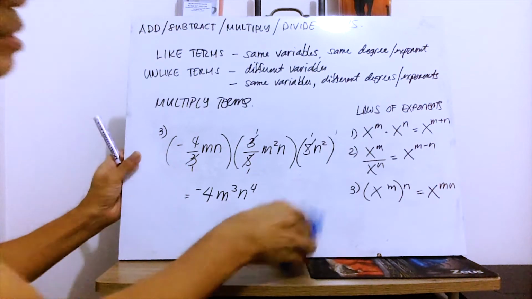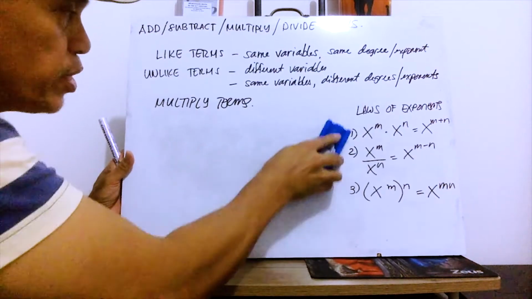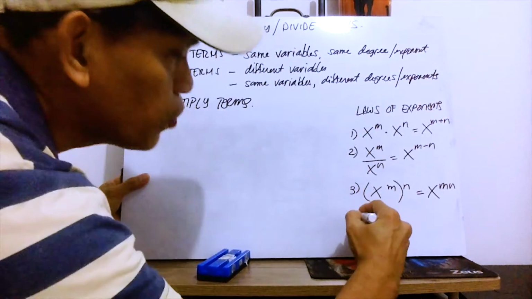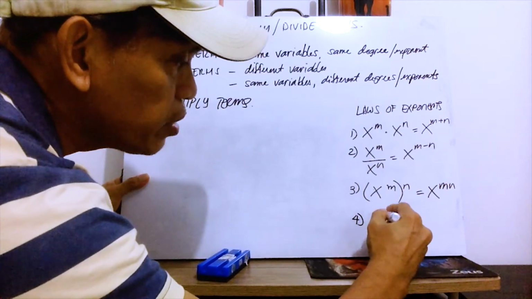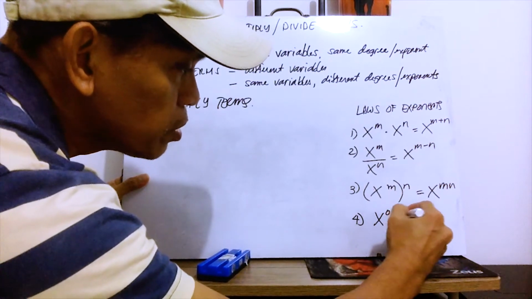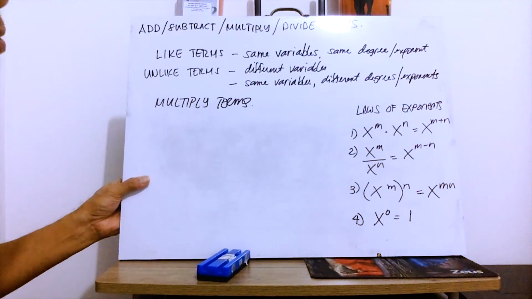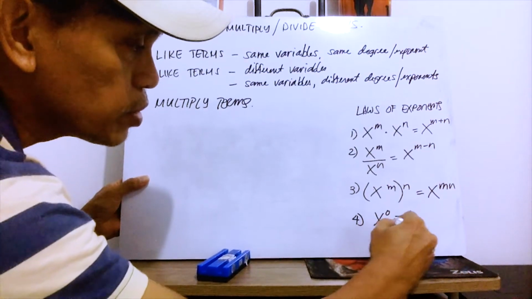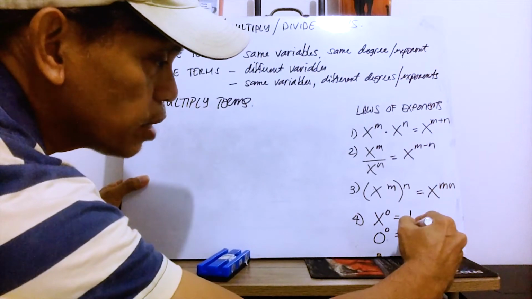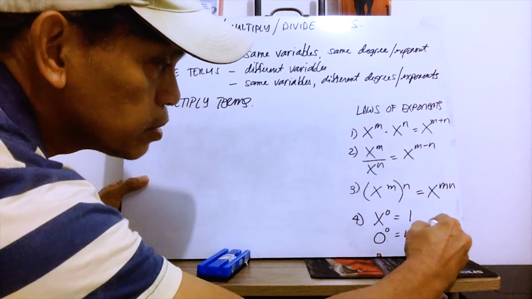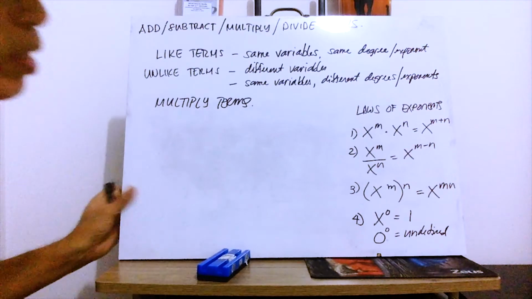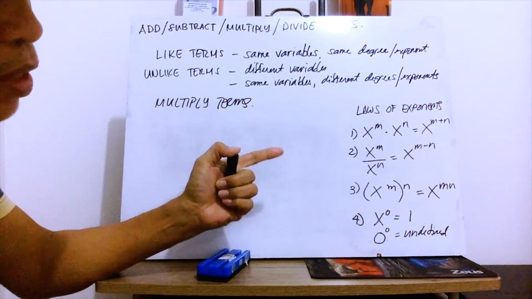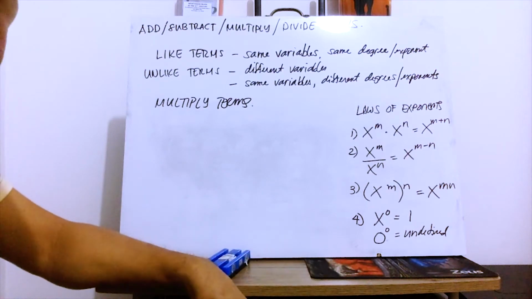There. Now, there's the fourth rule that we should remember. After there are 5, now the fourth rule is this. If any term is raised to 0, the answer is always 1, except 0 raised to 0. The answer there is undefined. So any number, any variable raised to 0 will give us 1 except 0.